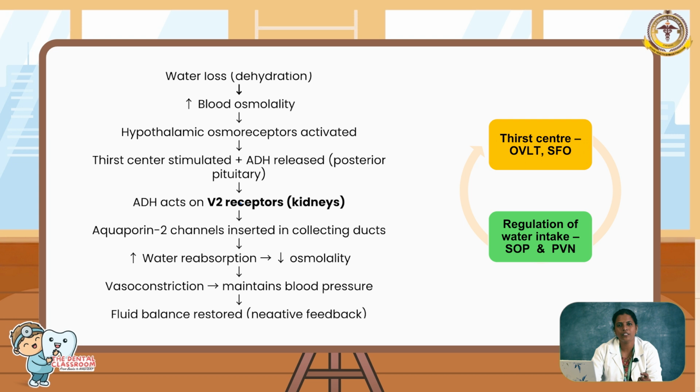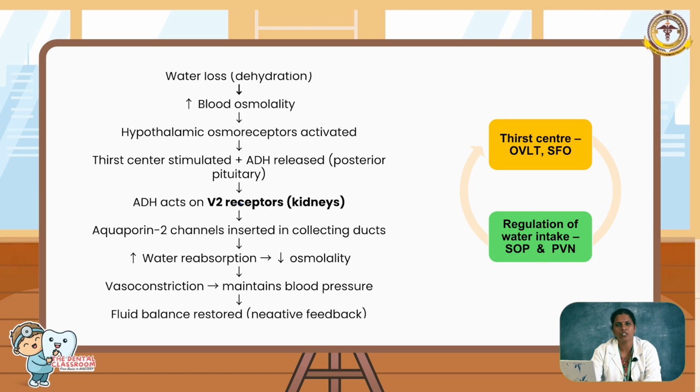Okay, so whenever the body has an excess of water, then these osmoreceptors will tend to swell. When they swell, what will happen? The excess water has to be excreted out of the body. So what happens? The ADH secretion gets decreased or stopped, and the body stops reabsorbing water, and it starts getting excreted in the urine.